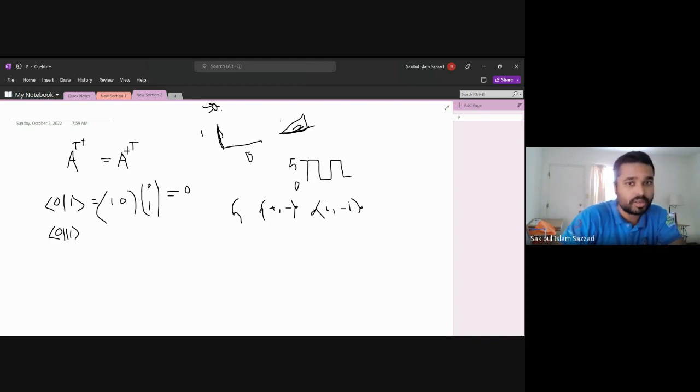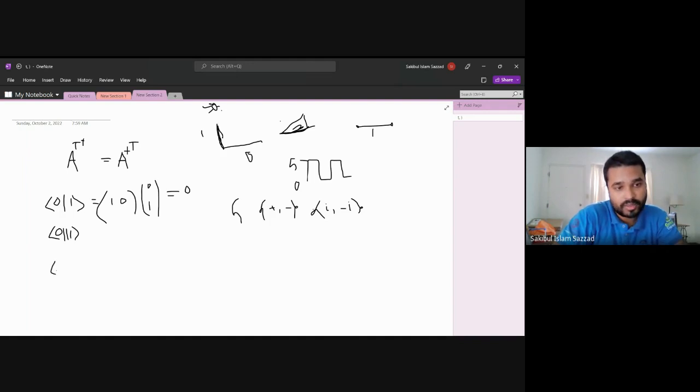But if we take the projection of a state onto itself, let's say this is 0 and there is a shadow, and we want to project over it, what will happen? I will get the full shadow over it. That means I will get the whole value, that is one.